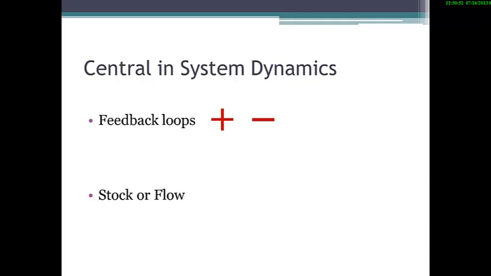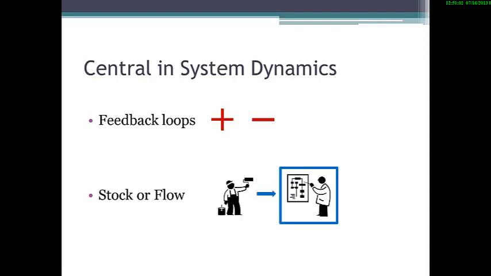For stock or flow, stock represents how much of an object there is in a certain variable. This could, for example, be number of employees in a company. The flow then shows new hires into the company and outflow of past employees.